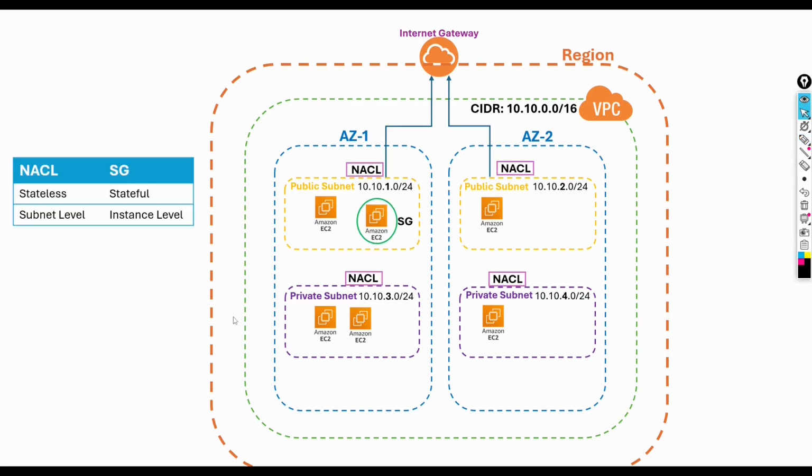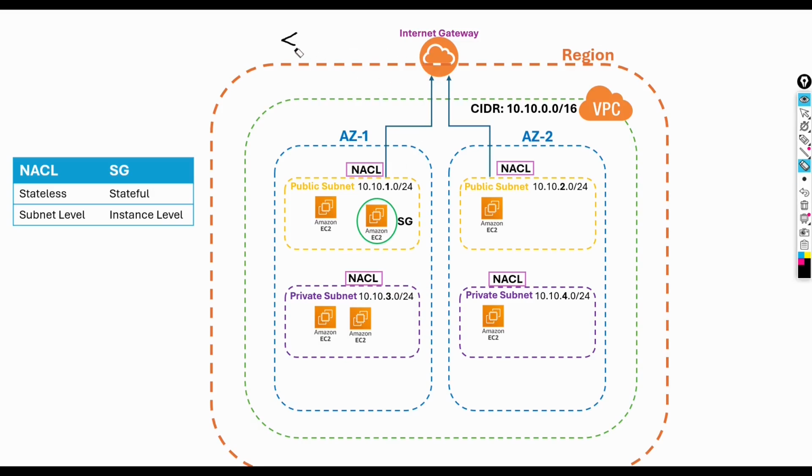So let's find the difference between the NACL and security group. NACL is a stateless firewall. Stateless means it requires bidirectional filtering. So for NACL, we need to allow the traffic going outside. Similarly, we need to put one more entry in the NACL to allow the access inside. Hence, this is stateless.